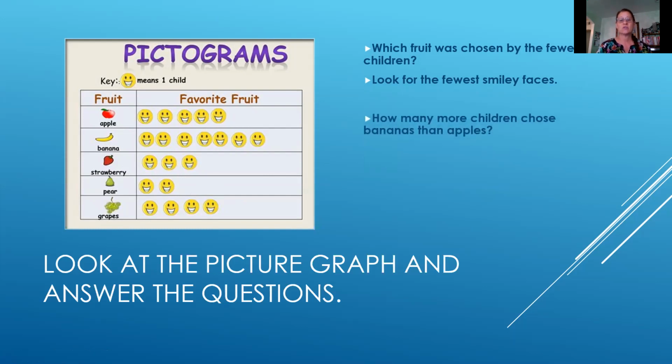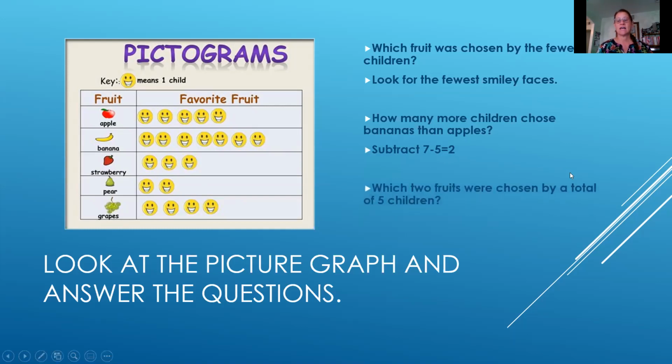How many more children chose bananas than apples? We look over here, we can count 1, 2, 3, 4, 5, 6, 7 children chose bananas. And 1, 2, 3, 4, 5 children chose apples. So if we subtract 7, take away 5, our answer is 2. 2 more children chose bananas instead of apples.